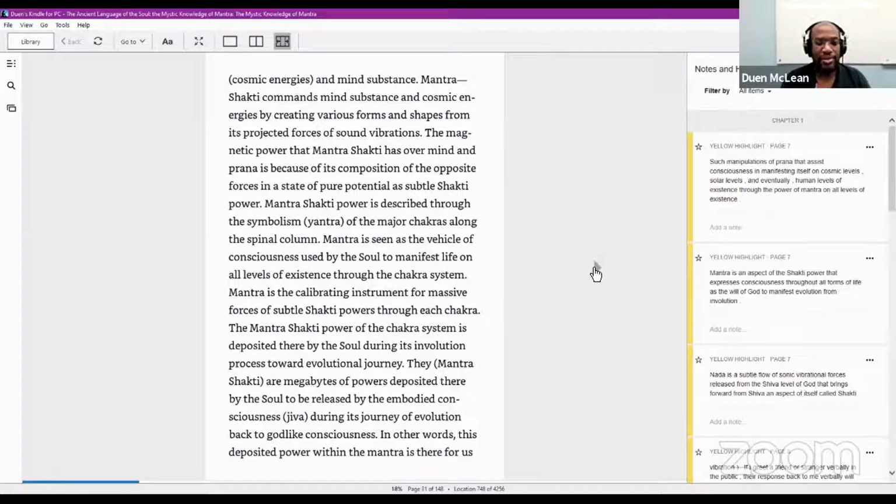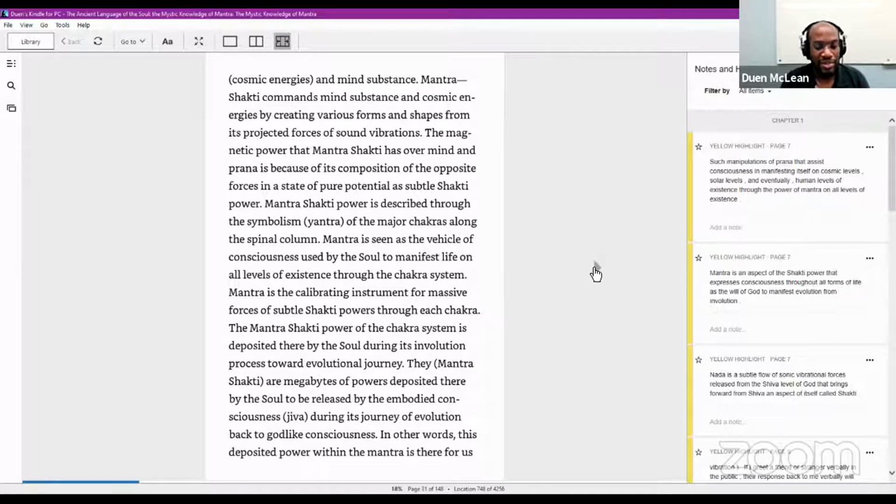Mantra Shakti power is described through the symbolism, yantra, of the major chakras along the spinal column. Mantra is seen as the vehicle of consciousness used by the soul to manifest light on all levels of existence through the chakra system. Mantra is the calibrating instrument for massive forces of subtle Shakti powers through each chakra.